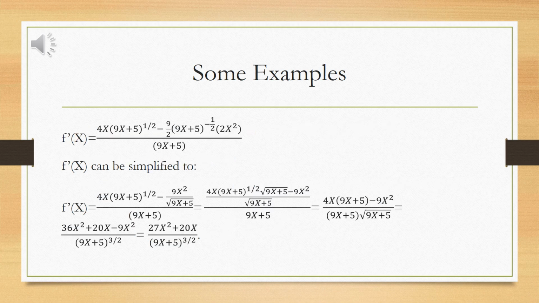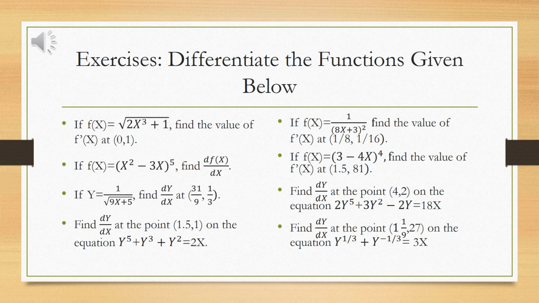f prime of x can be simplified to yield 27x squared plus 20x over 9x plus 5 to the power 3 over 2. If I were you, I would pause this video now and try to solve the following exercises by yourself before seeing the solutions.